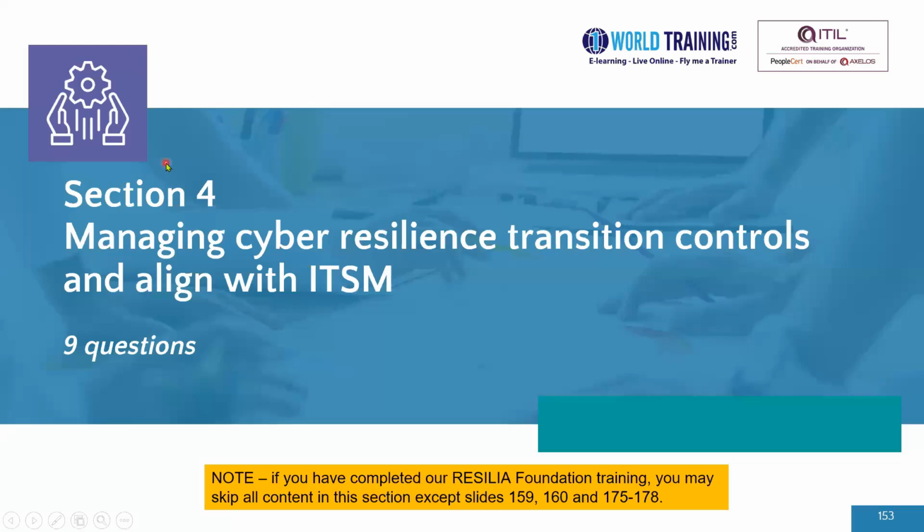We are now in section 4. This is about managing cyber resilience transition controls and the alignment with ITSM. So we'll be dealing with the transition controls and the interfaces of cyber resilience with the ITIL transition processes.